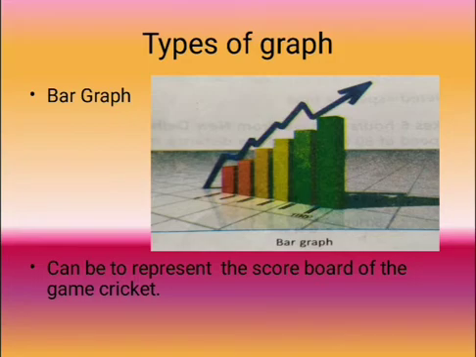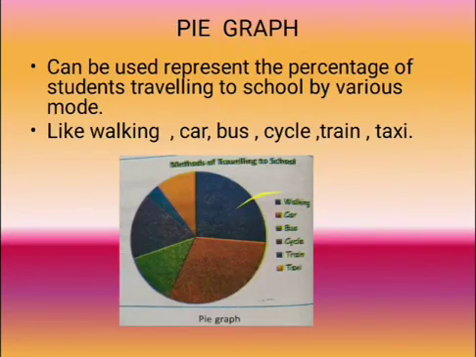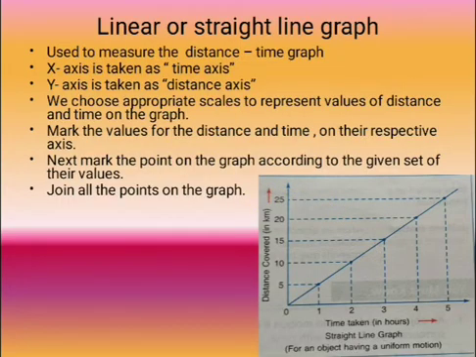This is a bar graph. It can represent the scoreboard of the game cricket, and so many things can be represented with the help of a bar graph. This is a pie graph. It can be used to represent the percentage of students traveling to school by various modes like walking, car, bus, cycle, as you can see in the picture. This is the linear or straight line graph, which is used for the distance and time graph.